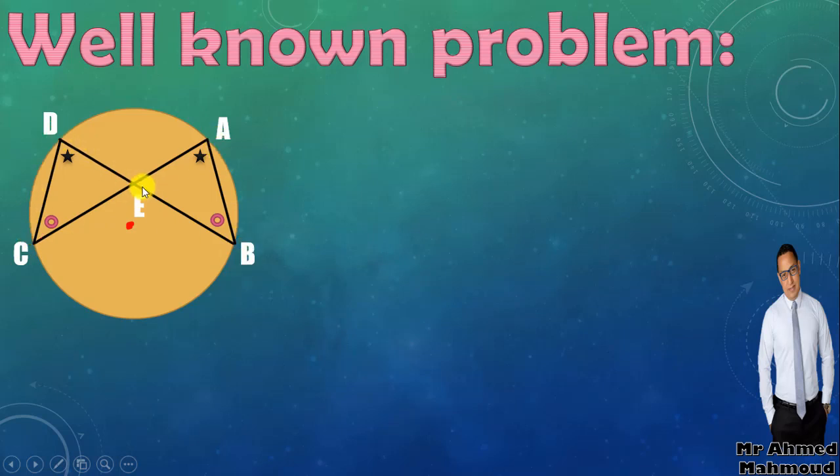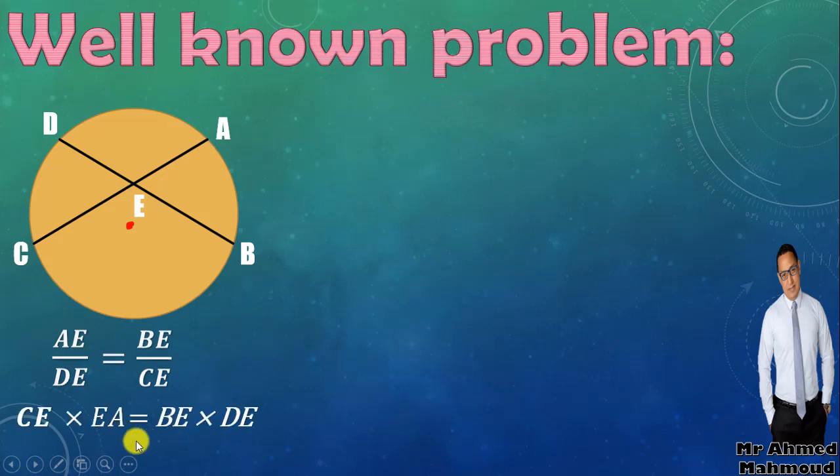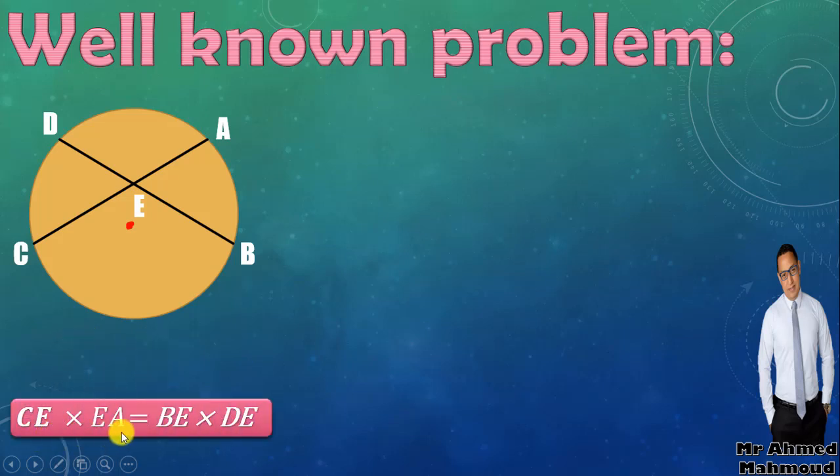From the similarity, we get that AE over DE equals BE over CE, and also equals AB over DC, but I don't need this ratio. Now I don't need the similarity anymore. Looking at these two chords, we have this ratio; by cross multiplication, AE times CE equals BE times DE. The rule finally is CE times EA equals BE times DE. This is from the cross multiplication.